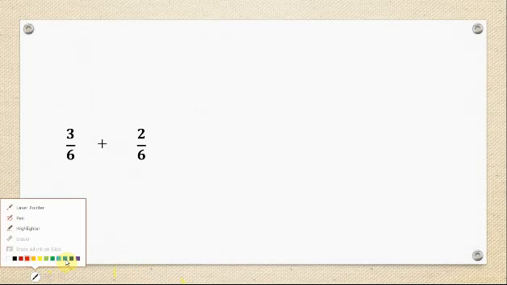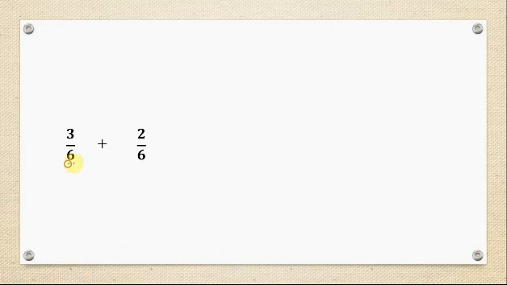Here we have two fractions. The first one is 3 over 6 plus 2 over 6. How can we add them together? We have something important to look at. The first thing we have to look at is the denominator. Here is 6 and here is 6. If they are the same, keep it. So I will keep the denominator down. It's 6.